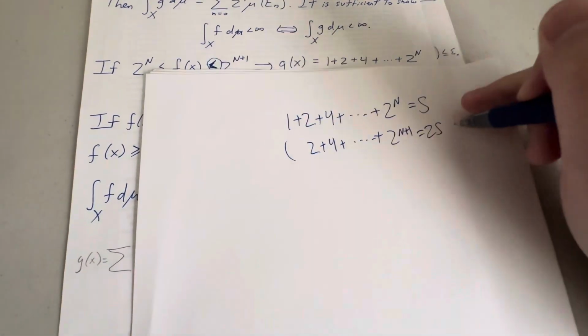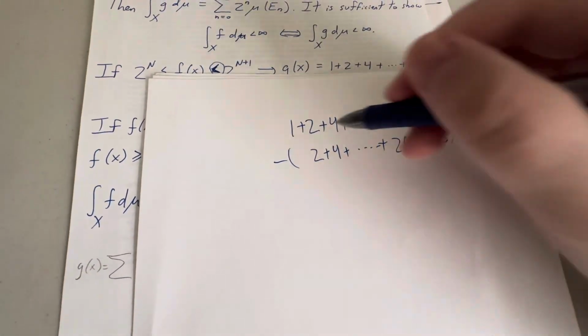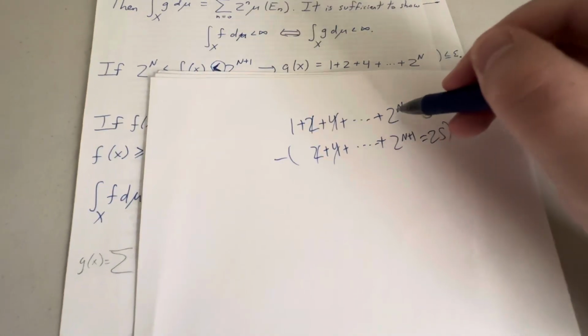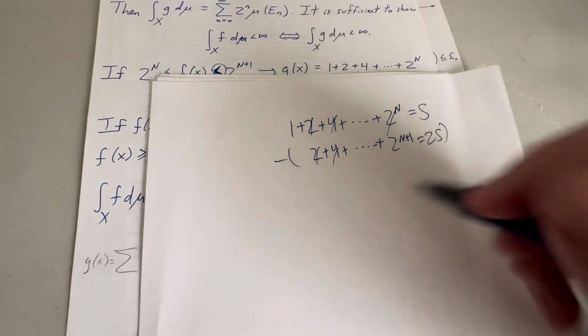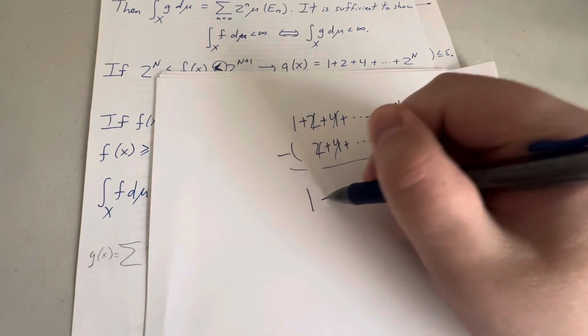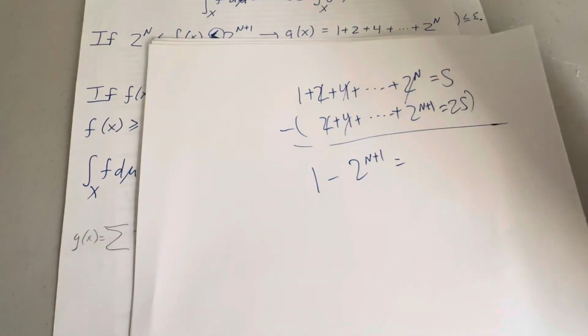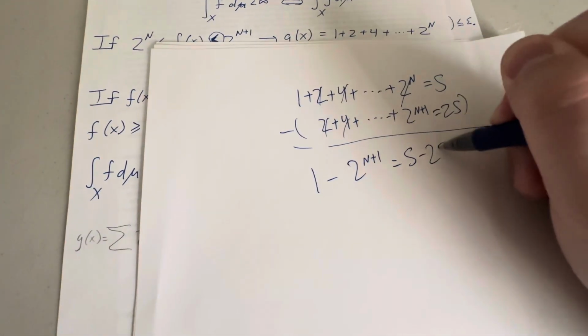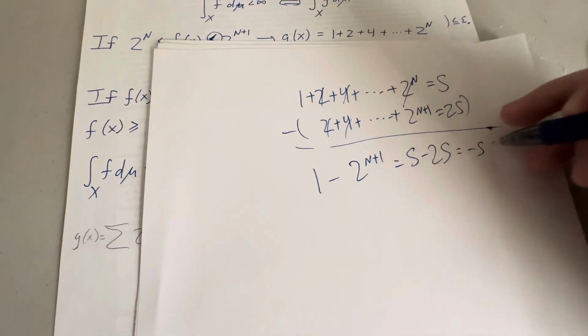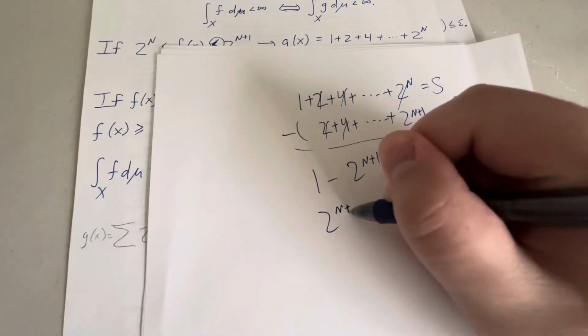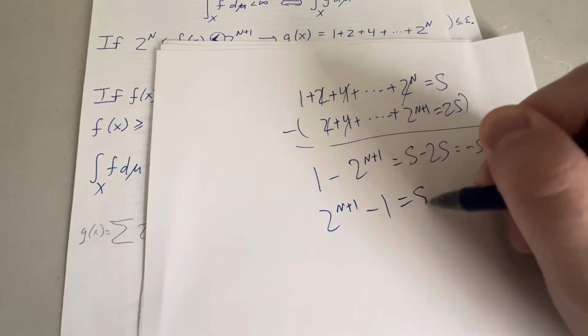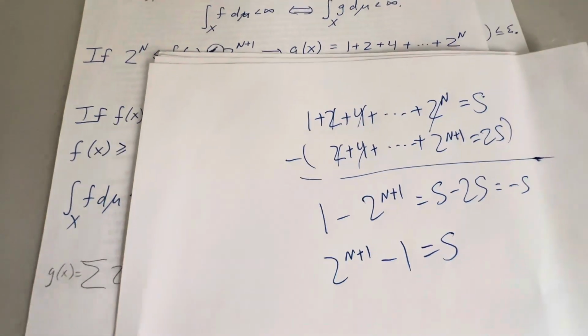And if I subtract, all these will cancel, except for this guy. So you end up with 1 minus 2 to the n plus 1 is equal to S minus 2S, which is equal to negative S, which means that 2 to the n plus 1 minus 1 is equal to S, which is exactly what we wanted up here. So I make that substitution right here.